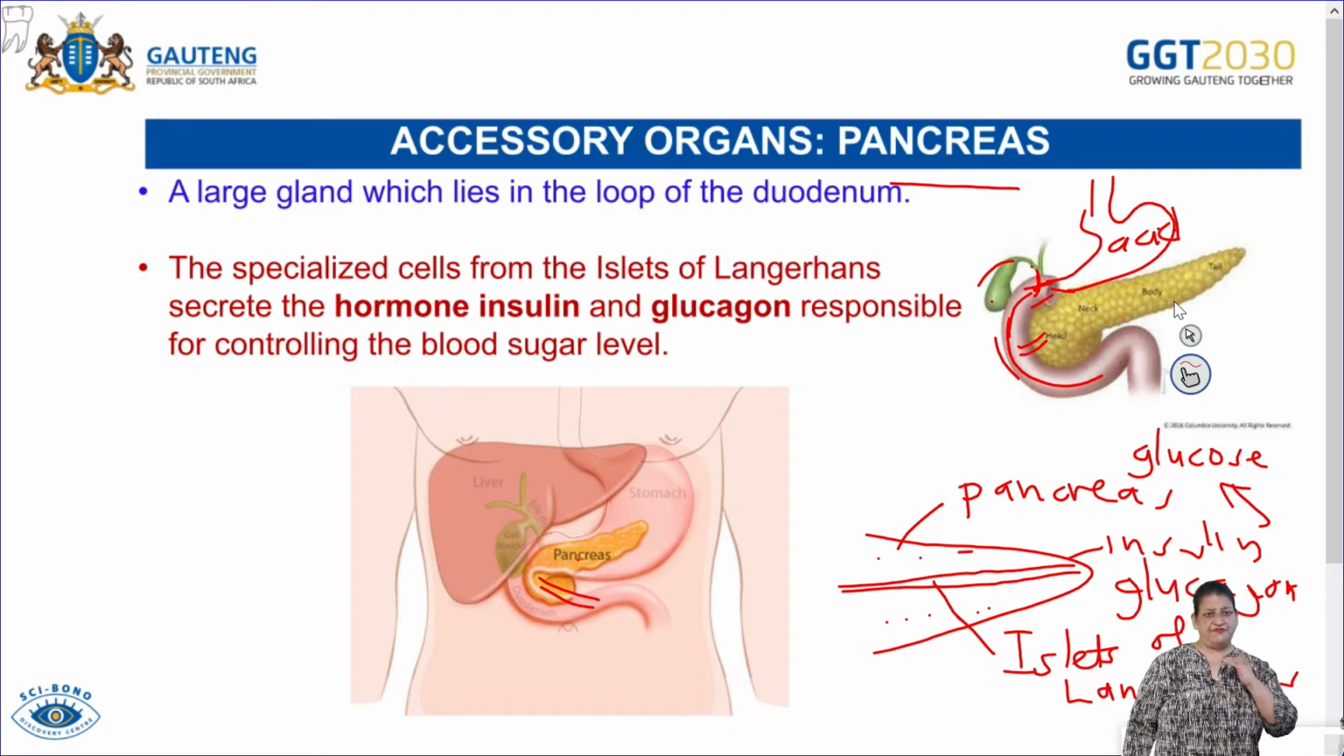That's my pancreas. Above that is my stomach. On the side of it is my duodenum. So you need to know that. Above my stomach is my liver that covers it. So these are important to know, the positions of these accessory organs.